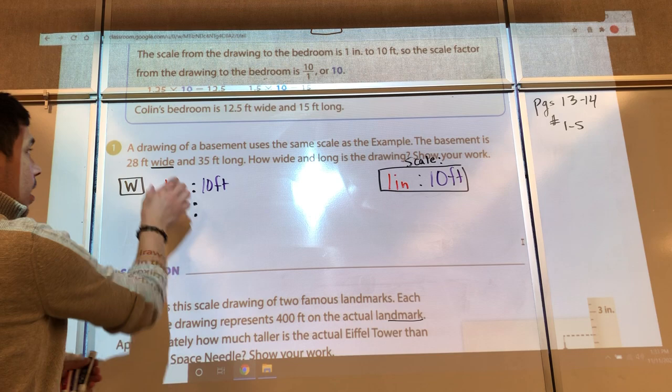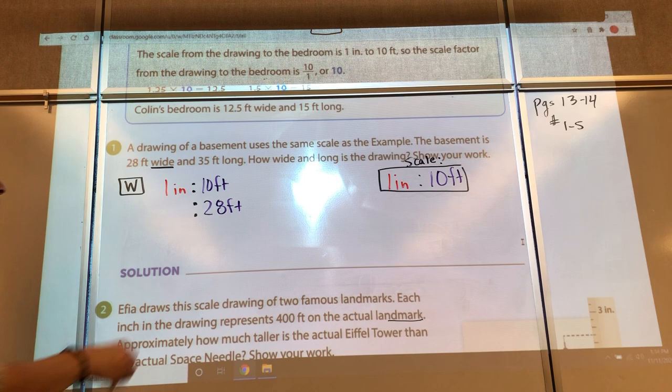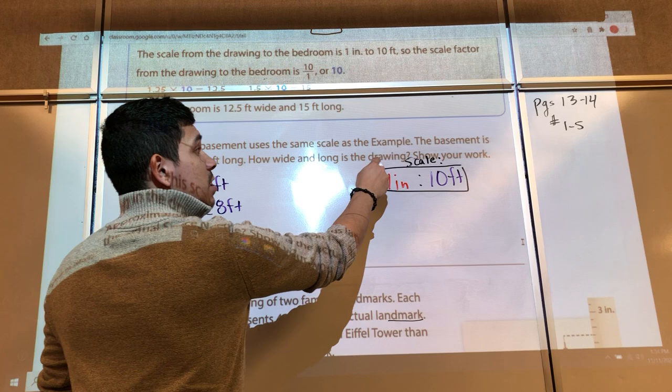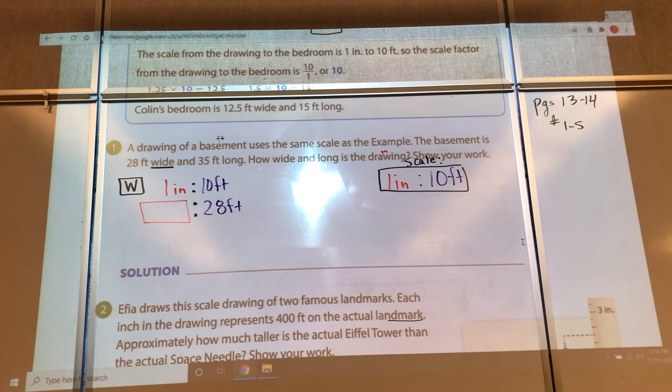So we're gonna say 28 feet, just like that. 1 inch to 10 feet. And we do not know how many inches. That's what we're trying to find out. How wide and long is the drawing? The drawing will be done in inches. The actual real live basement is what we call in feet, okay? Let me make sure that I'm still in frame. Yes, I am. Beautiful. Okay, cool.